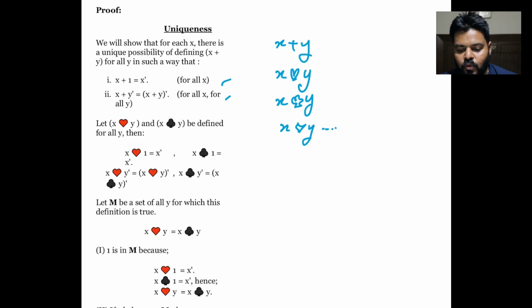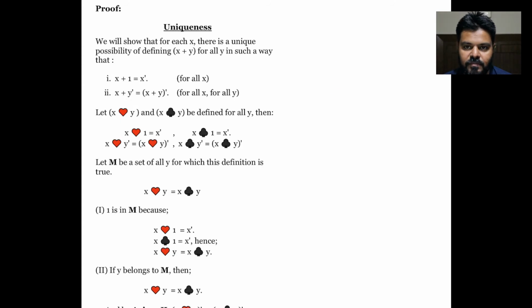So we'll write it in 2 of these ways, and then we will show that both of these ways are equal to each other, and then we would have proved that these are unique. So first we will define it in such a way. So we will write it like this.